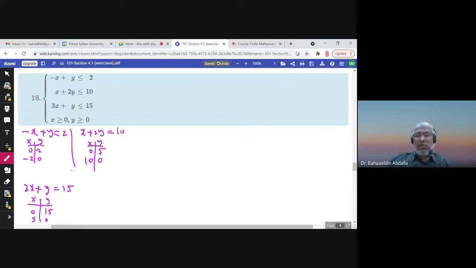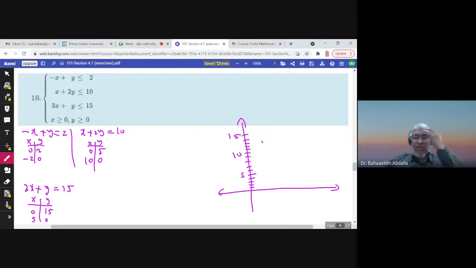Okay, so let us sketch the graph, and I need to go up to 15. So this is 5, this is 10, and this is 15. So the first line: 0, 2, and negative 2 and 0. The line is not dashed. So this is the graph of the line negative x plus y equals 2.